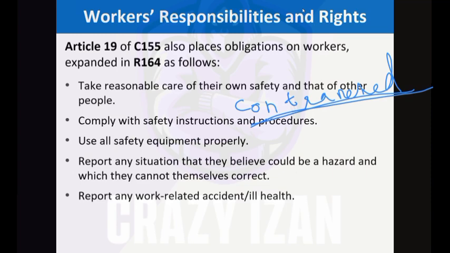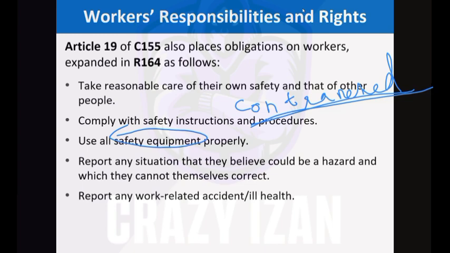Then the worker, they must use all equipment provided, safety equipment provided to them, and they must use it properly. So any personal protective equipment which is given to the workers, they must use it properly. Any safety devices which are given to them, for example, if they're given a vehicle, that vehicle must have a seat belt. So that is safety equipment. It must be used properly. If they're given a safety harness while they're working at height, they must use that properly as well. So they must use all safety equipment provided to them properly.